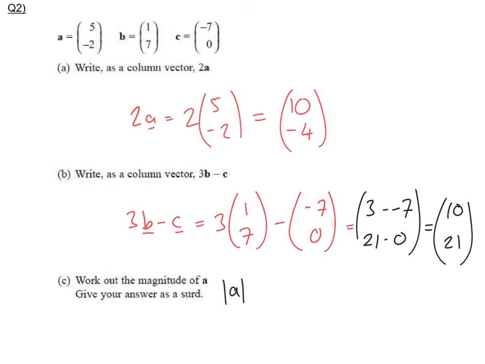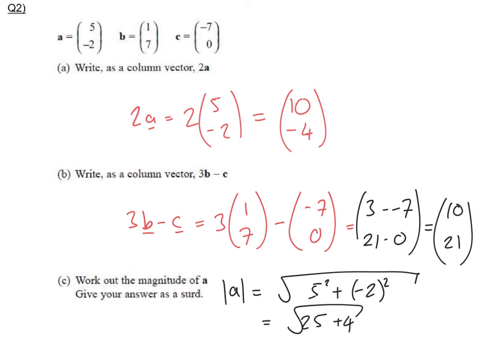So finding the magnitude of a column vector, we have to square both numbers, remembering, of course, that the -2 needs to be squared to make 4. So it's root 29, not root 21. If it's root 21, you've made a mistake. You needed brackets around that -2.